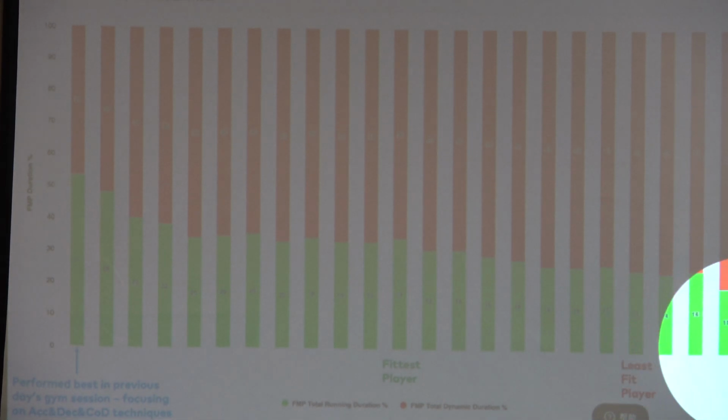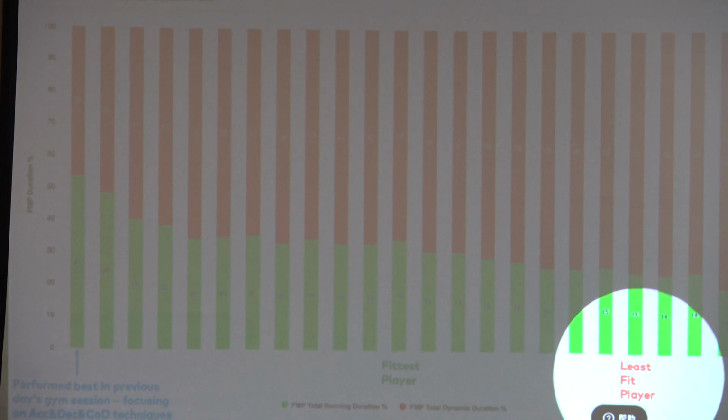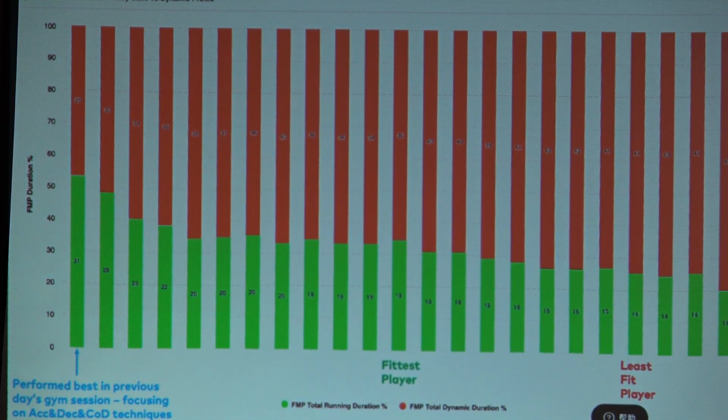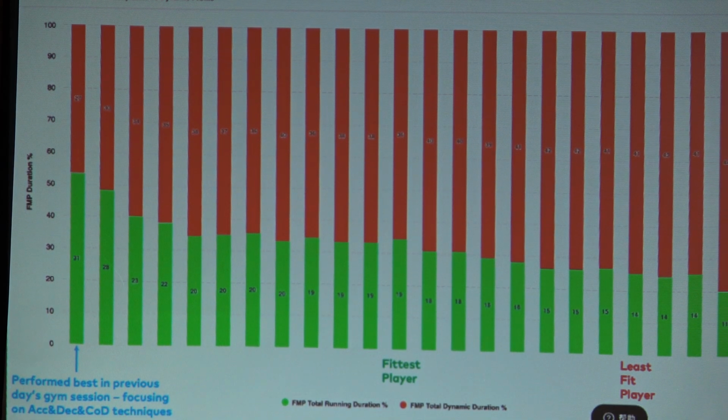And the player who ranked the last has the least linear running component. The coach told me he's the laziest player in the team.